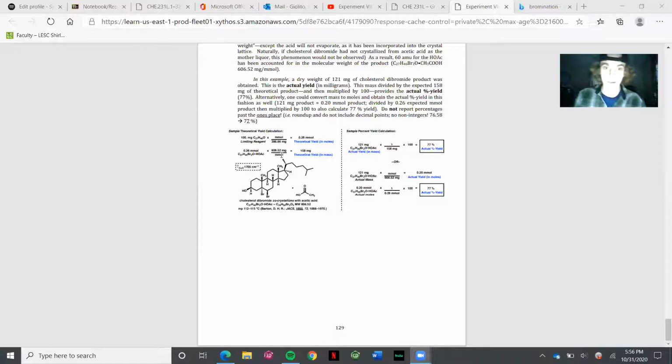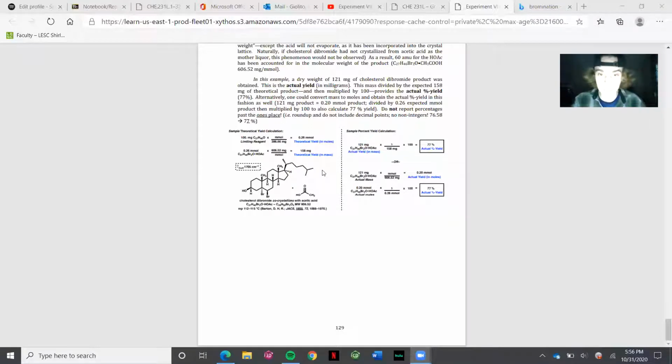So then you take right here, 606.52 milligrams per millimole is the molecular weight of your brominated cholesterol. Multiply that by the millimoles you're expected to get, and then bam, you get your theoretical yield mass. 158 milligrams. If you started with 100 milligrams of cholesterol, you should get 158 milligrams of brominated cholesterol.